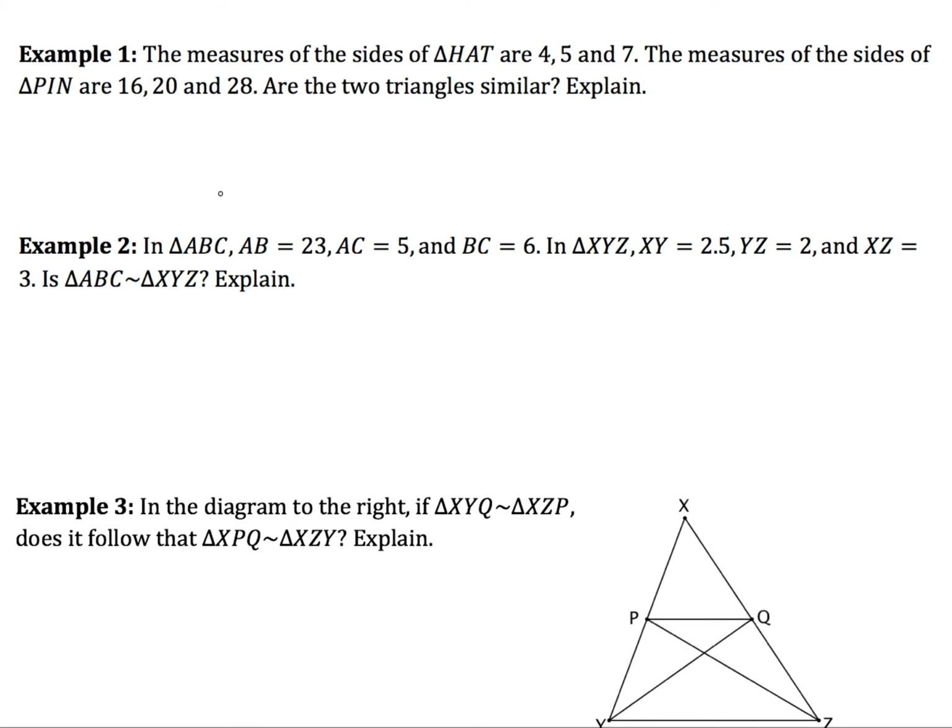So in example 1 that I have here, it says the measures of the sides of triangle HAT are 4, 5, and 7. The measures of the sides of triangle PIN are 16, 20, and 28. Are the two triangles similar? So first, let's do a quick little sketch. It doesn't have to be a perfect sketch, but we just want to sketch out these two triangles and put the side lengths on them. Sometimes this just helps to get an idea of what sides might be matched up with one another.